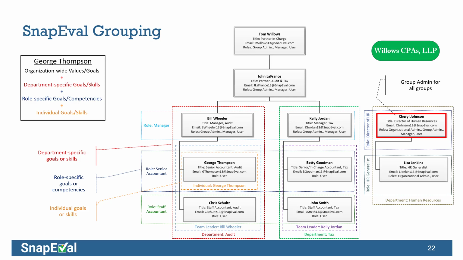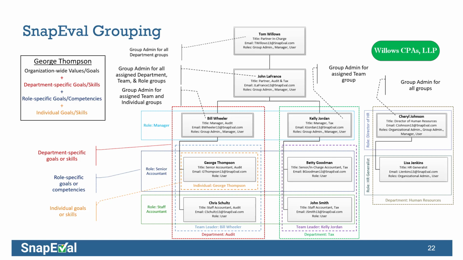And so that's, again, a very typical situation. And she's a user, of course. So that's a very typical situation for someone who's in a senior leadership role within the human resources department. And Lisa Jenkins is kind of a backup to Cheryl here as an HR generalist. She's also an organization administrator. But they're very likely going to be the only organization administrators in the company.